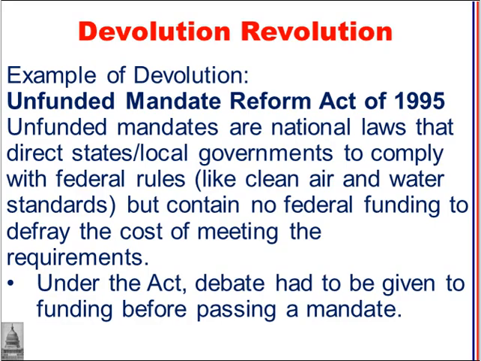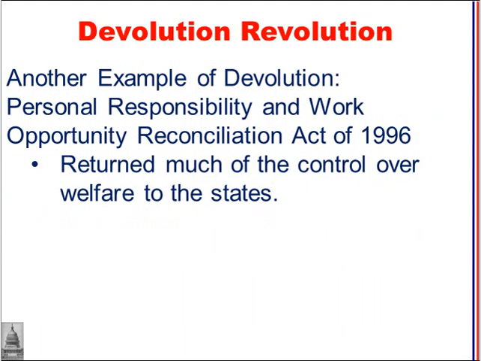And then here's another example of devolution that happened under Clinton's administration at the same time that Newt Gingrich had his Contract with America. The Personal Responsibility and Work Opportunity Reconciliation Act of 1996, commonly called welfare reform, returned much of the control over welfare back to the states.